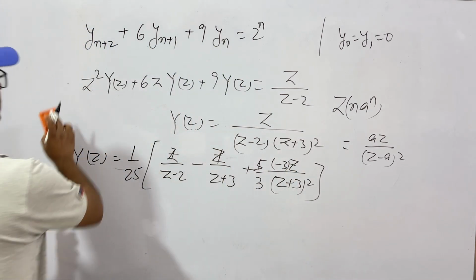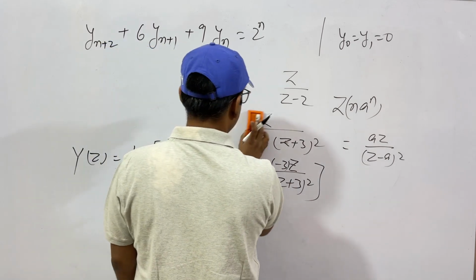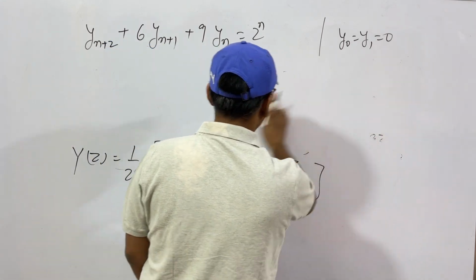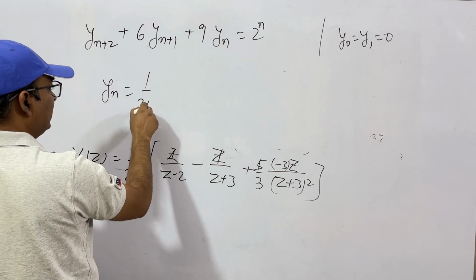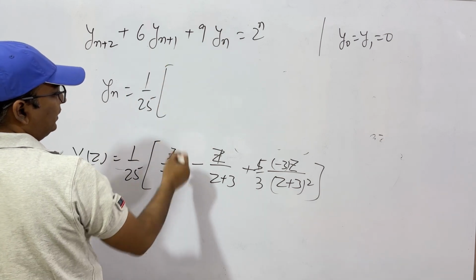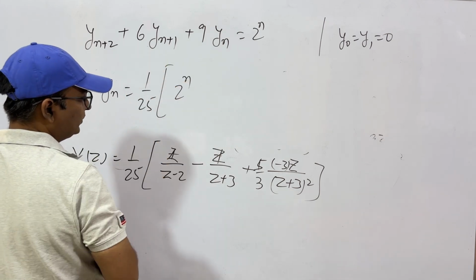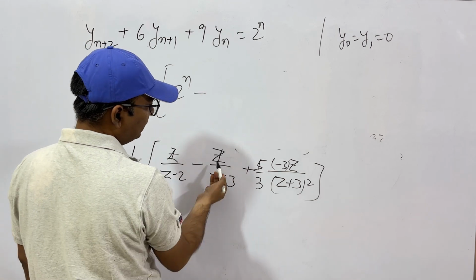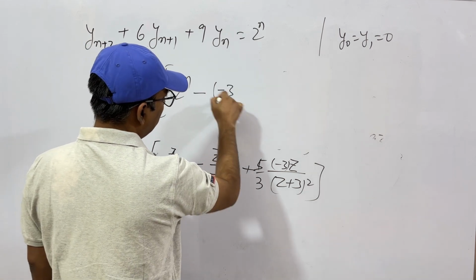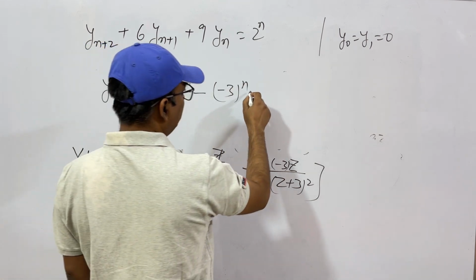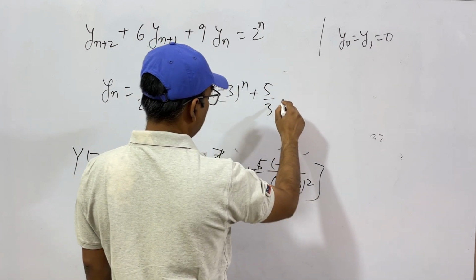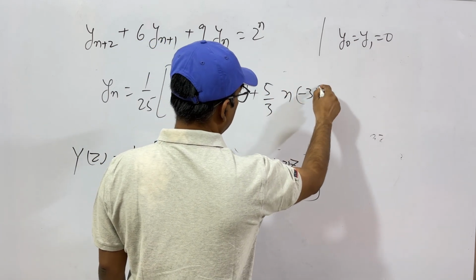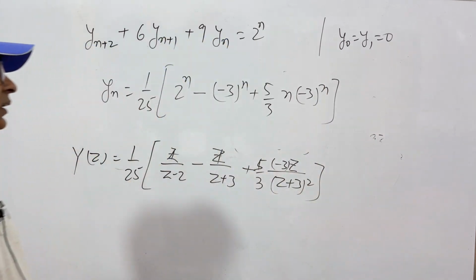Okay, so now we can take our inverse transform. Your y(n) will be 1 by 25 of: first term will be 2 to the power n, second term will be minus 3 to the power n, and this term will be 5 by 3, n into minus 3 to the power n.